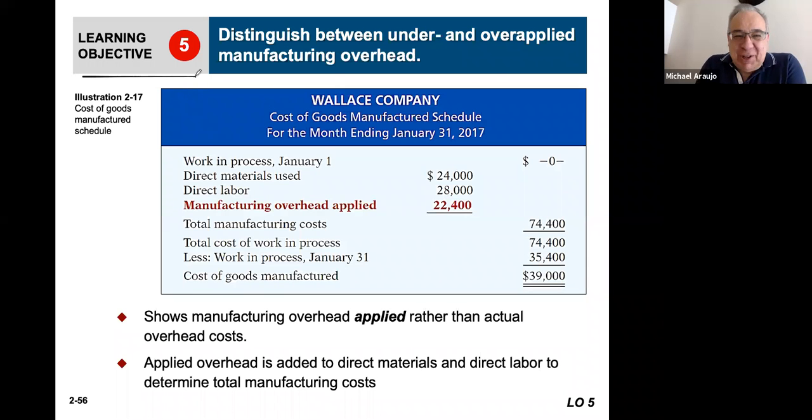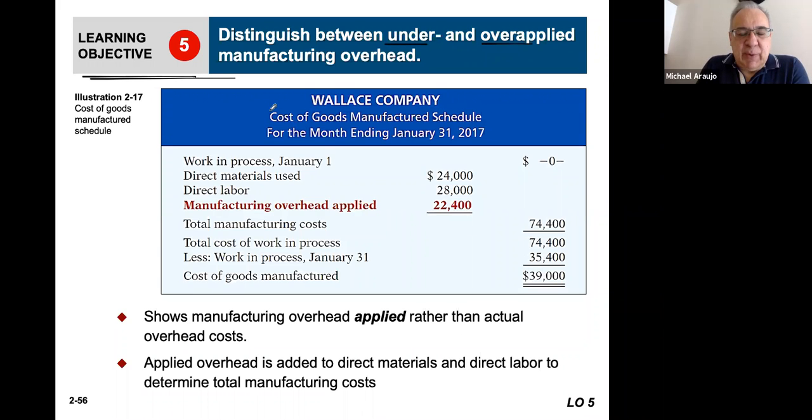So now, welcome to Learning Objective 5. This is really what we're doing today. Here we're going to be looking at a cost of goods manufactured schedule to see how good we were at estimating our overhead for various jobs. Because there's really two things that we can end up doing. We can under apply our manufacturing overhead, or we can over apply our manufacturing overhead. And so we're going to be learning about this in this part of the chapter.